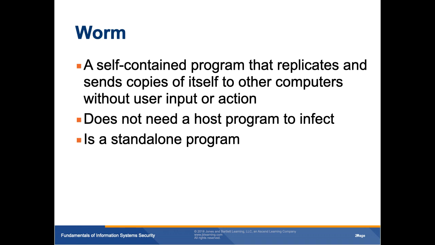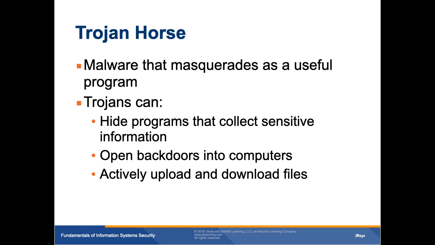Versus a worm, which is a self-contained program that replicates and sends copies of itself to other computers without users' input or action. Whereas the virus needs the user to kick it off or run it, the worm can run all by itself. It does not need a host program to infect. It does not need user interaction. It's a complete standalone program, and it'll propagate throughout your network without anyone having to do anything. A Trojan horse is malware that masquerades as a useful program. So once again, it may look like a very useful program that you may even have paid for.